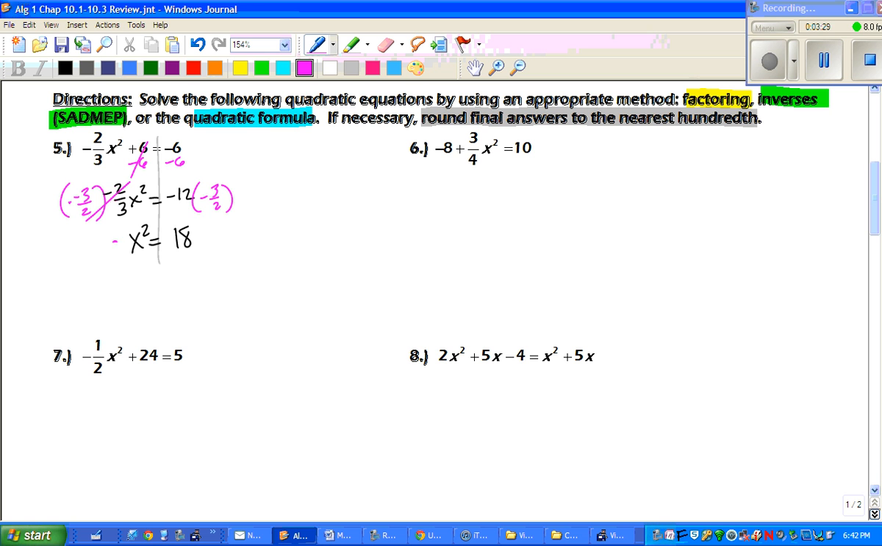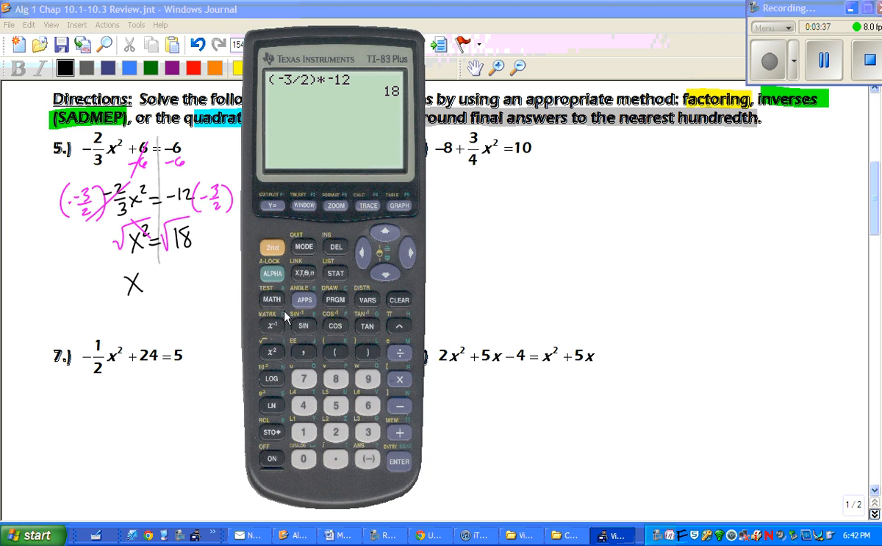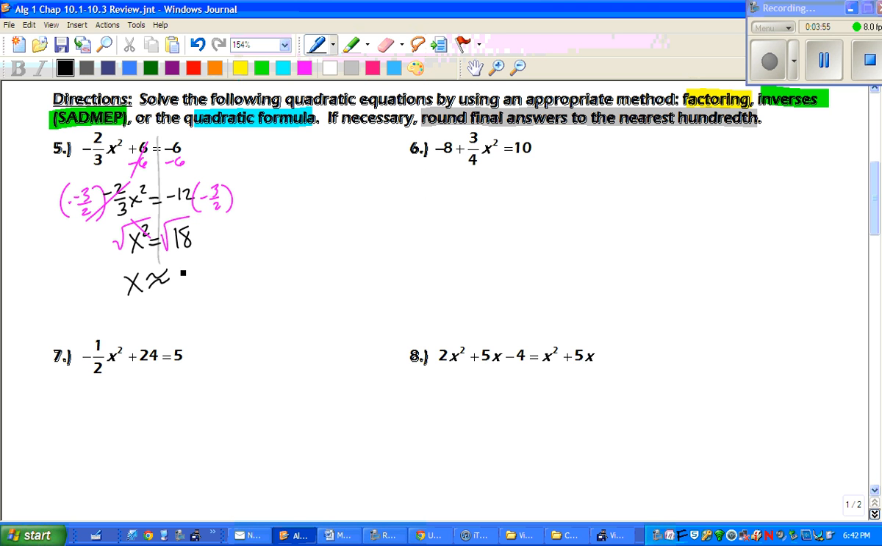To get rid of a square, we take the square root. And now we do the square root of 18. And now we're going to have to round this. We look at the 2. The 2 tells us, remember, 5 or more raise the score, 4 or less, let it rest. So we rounded it. It's going to be plus or minus 4.24. There you go.